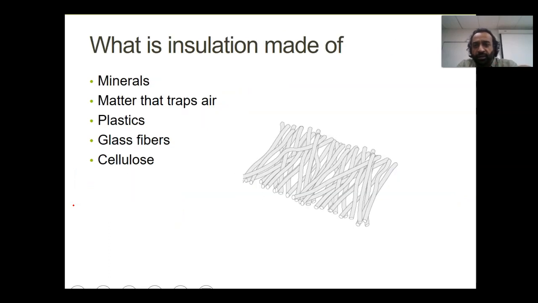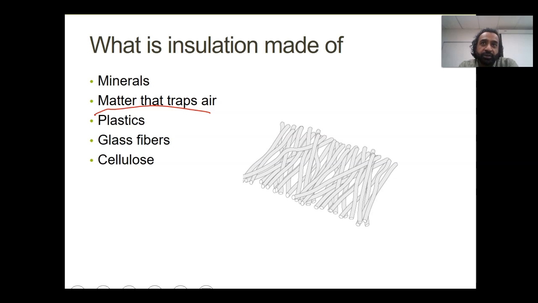So again, insulation. What is insulation made of? Minerals. It has matter that traps air. We talked about that. So if you think of fur or hair or fabric, what does it do? Part of it, also the material itself, is insulating, it does not conduct very well, but also part of it is trapping air. So the softer the fur or the hair or the particles, the more it will trap air, and the air that is trapped will not move that much, and it's a good insulator.